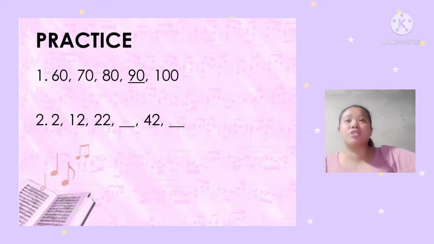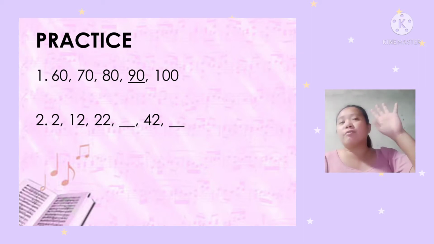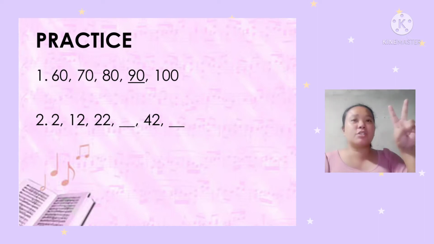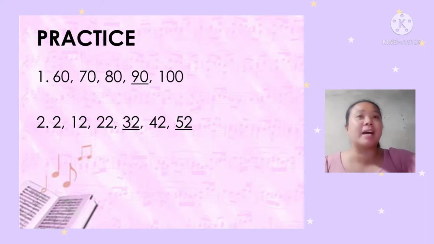Okay, next we have 2, 12, 22, blank, 42, and then blank. What could be the answer? Ready? Think. 5, 4, 3, 2, 1. Can you please say the answer for this one? Very good. What about this one? Very good. The answer is 32 and 52. Okay, remember, it is a skip count by 10.